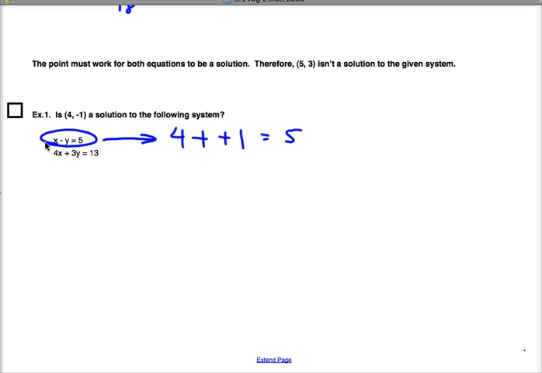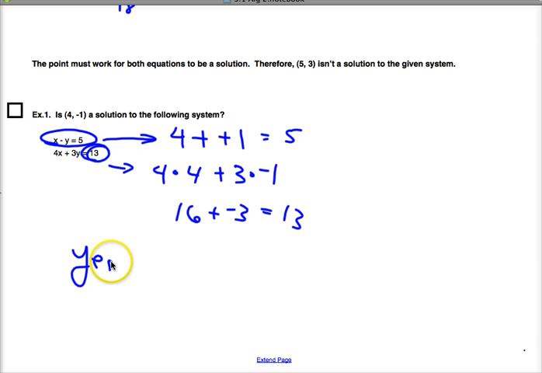Moving on down, let's plug it in for the second one. You have 4 times 4 instead of 4x, plus 3 times negative 1. That would be 16 plus negative 3, and that is 13. That works for both. So is it a solution? Yes.